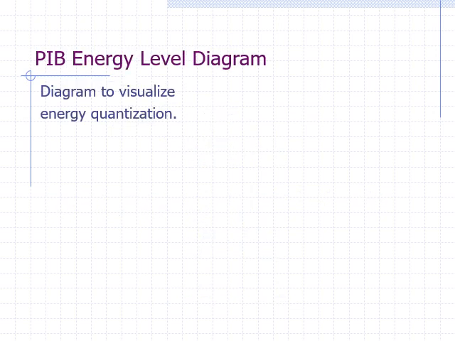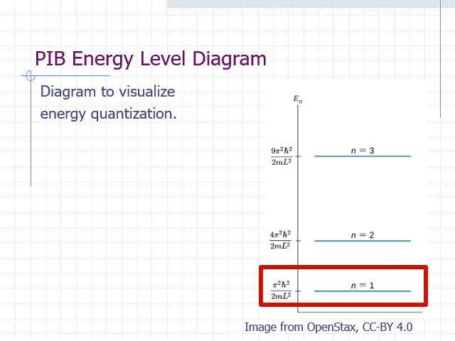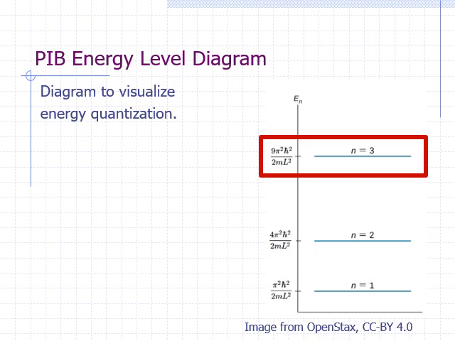An energy level diagram is useful for visualizing the quantization of energy. For the PIB, the energy level diagram would look something like this. Note that for the ground state, where n equals 1, the energy is not 0. The energy of the first excited state, n equals 2, is 4 times that of the ground state. The energy of the second excited state, n equals 3, is 9 times that of the ground state. It should be obvious from this diagram that the gap between allowed energy levels increases as n increases.